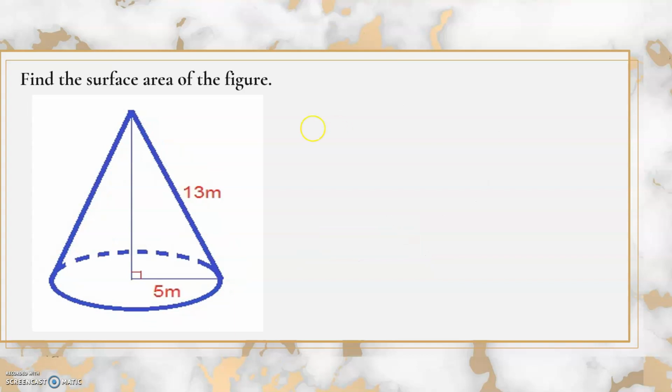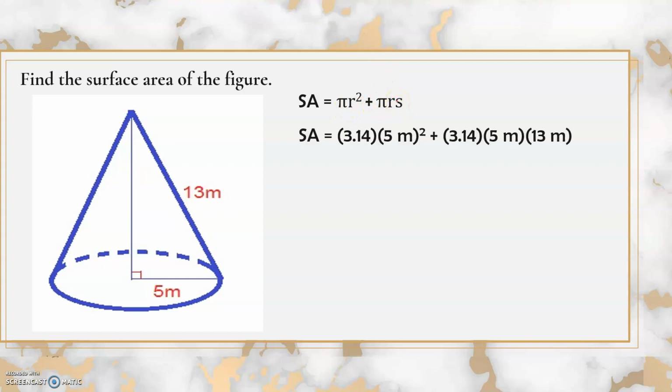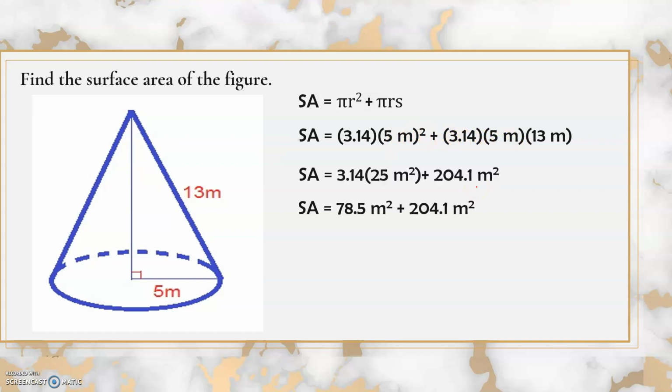Next example. Okay, so we have here the radius of the circular base is 5 meters and the slant height of this cone is 13 meters. Using the formula pi r squared plus pi rs, we'll have 3.14 times 5 meters squared plus 3.14 times 5 meters times 13 meters. Performing the indicated operations, we'll have 282.6 square meters as the surface area of this cone.